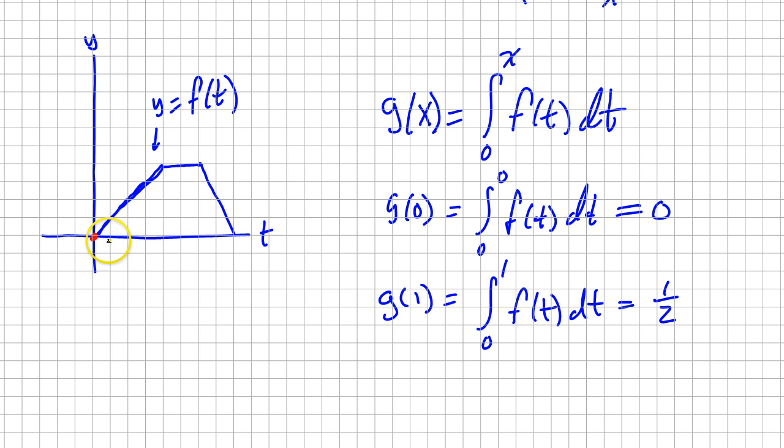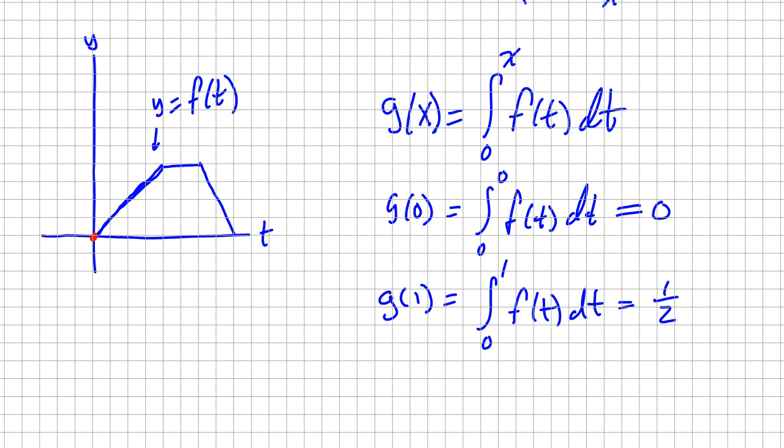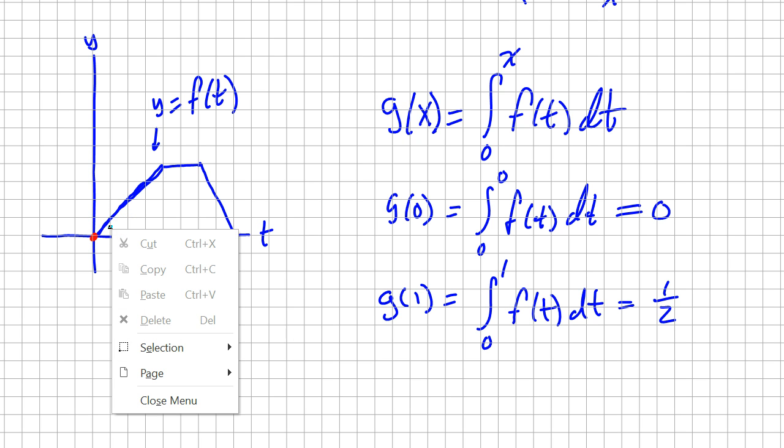When I go from 0 to 1, this height function being a straight line is giving me a triangle, and I'm calculating that area underneath, and that area underneath turns out to be half. So what is g of 1? It's a half. So I'm going to plot that point right here. G of 1 is a half.